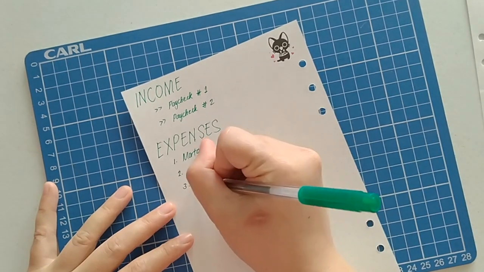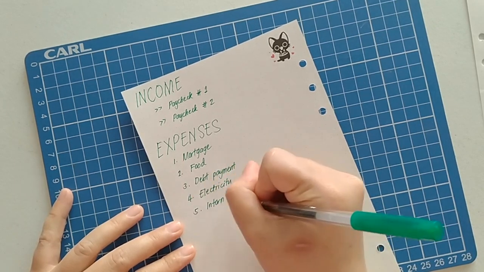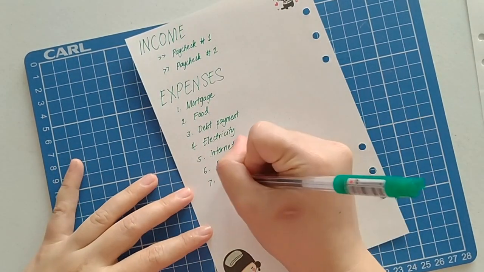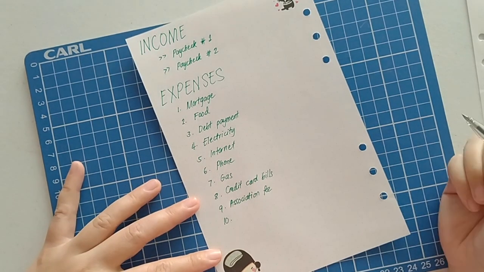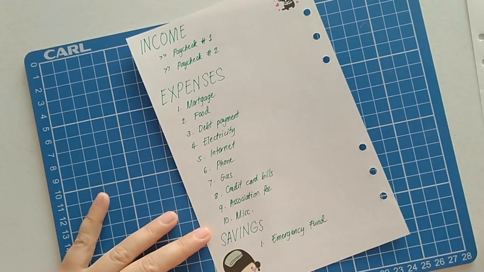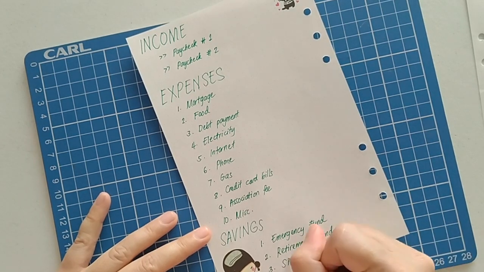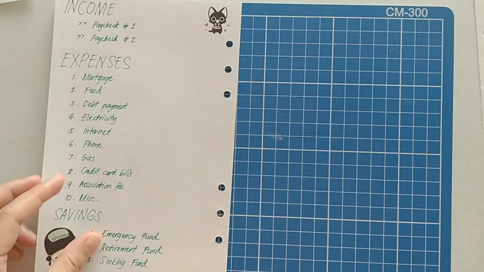So I have mortgage, food, debt payment, electricity, internet, phone, gas, credit card bills, association fees, and other miscellaneous items. Then I have my savings category: emergency fund, retirement fund, and sinking fund. So these are the three big categories on my budget: my income, my expenses, and my savings. When I budget my paycheck, I try to consider all these categories.